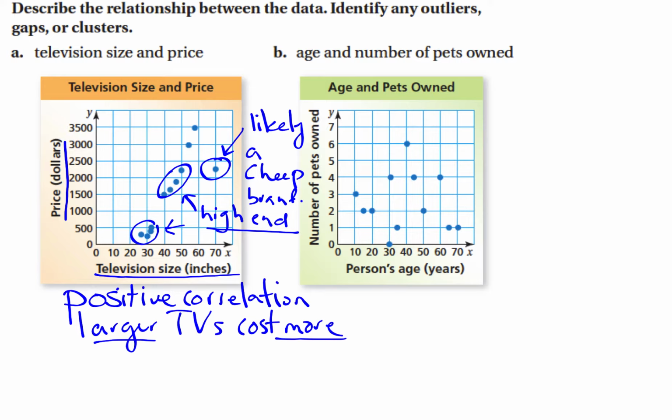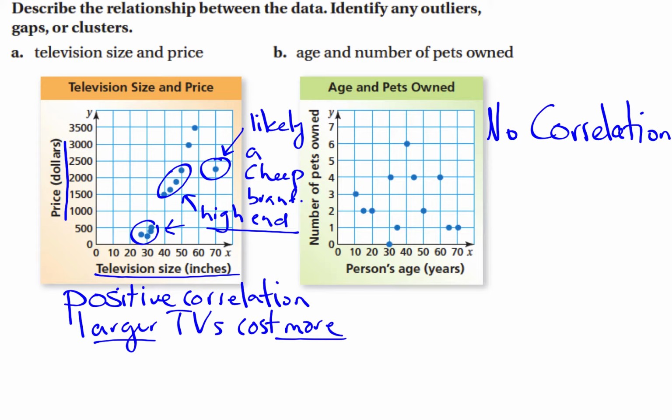Okay, let's look at the next one. Age and number of pets owned. As we look at this, the person's age and the number of pets they own, I don't see a relationship here, and you probably shouldn't either. On this one, there does not seem to be a relationship between age and number of pets owned.